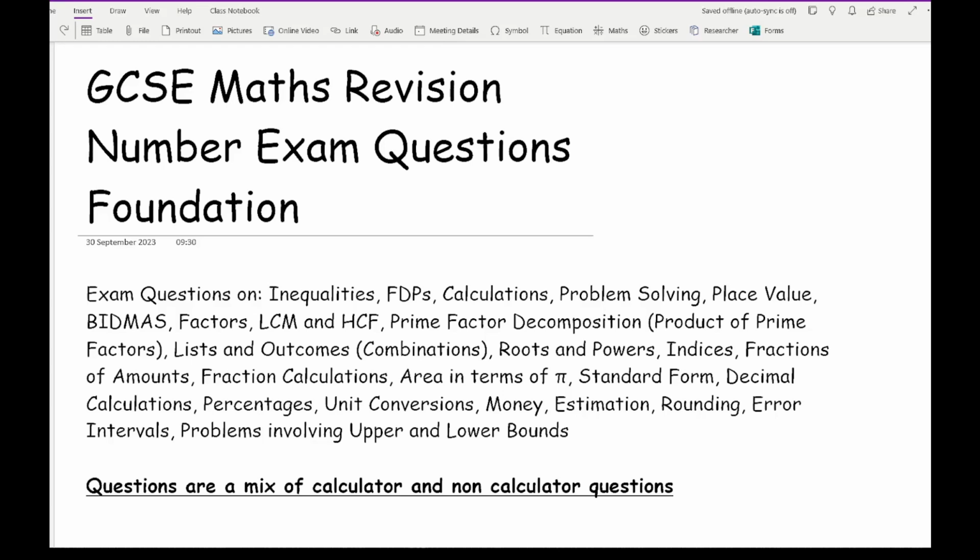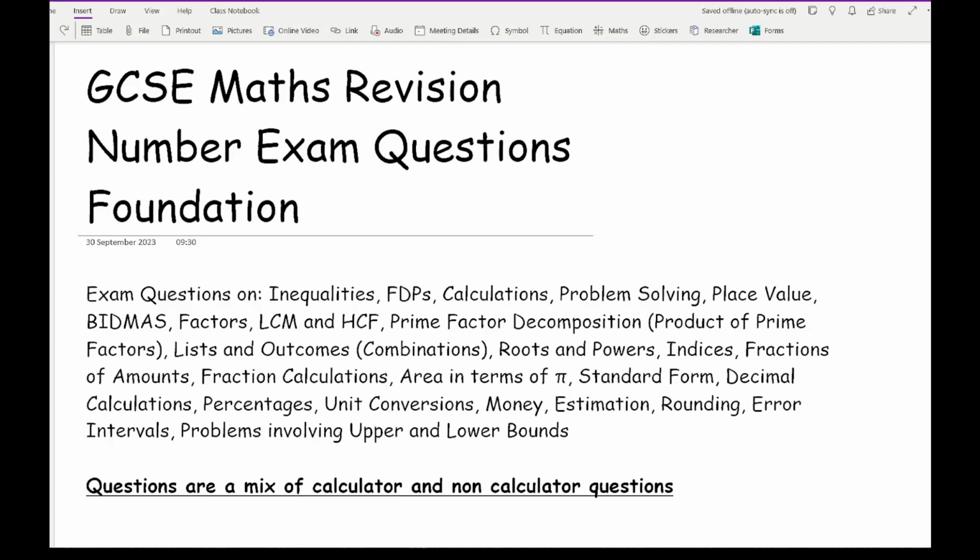Now, the questions that we're going to go through are a mixture of calculator and non-calculator. It doesn't really specify which questions are which, but when it comes to revising, if you're not revising through past papers, I would always suggest you try to answer the question without using a calculator, just to improve your general numeracy skills. But if you're really struggling, then reach for a calculator.